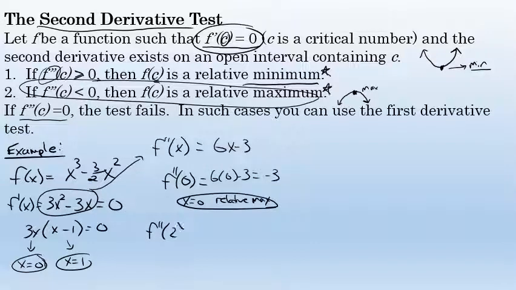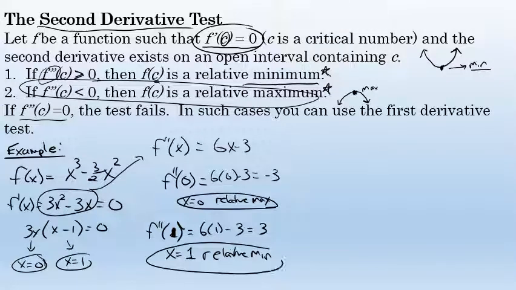Let's take a look at our other critical number. Our other critical number was a 1. Let's substitute a 1 into the second derivative. That would be 6 times 1 minus 3. 6 times 1 minus 3 is positive 3. Since it's positive, it doesn't matter that it's a 3 necessarily. It matters that it is a positive. And since it's a positive, that means that x equals 1 is a relative min value. If the second derivative is greater than 0, that's a relative min.